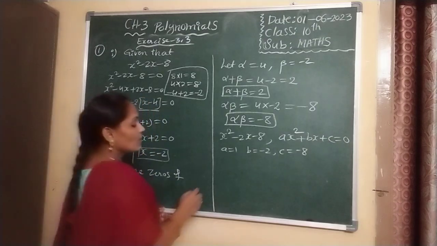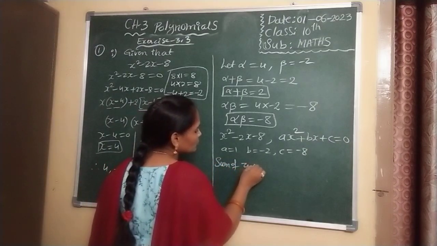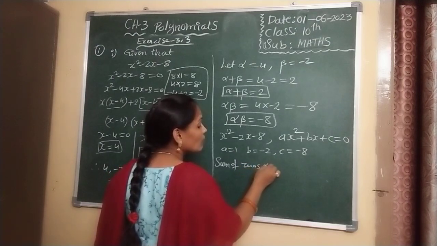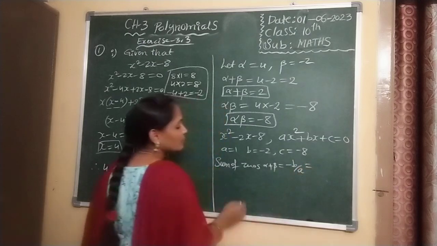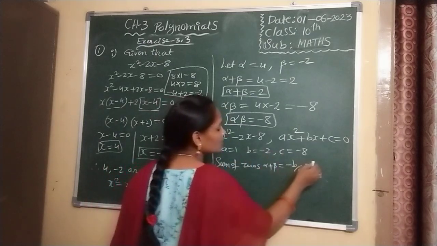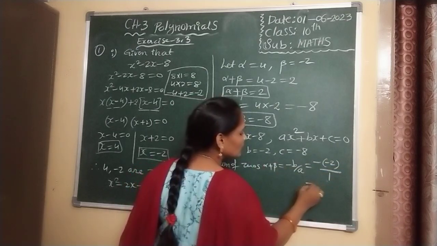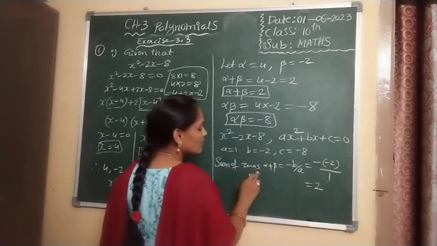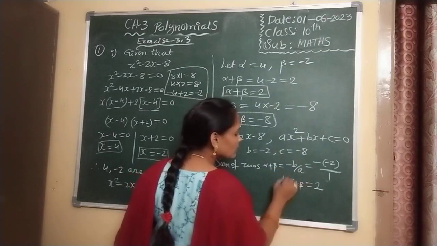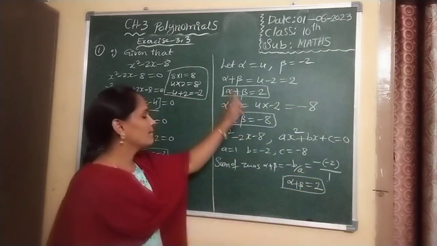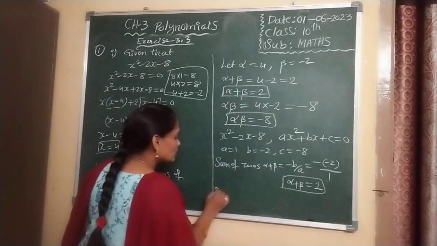Now, sum of the zeros. The formula we have: alpha plus beta equals minus b by a. Okay, minus b by a. Minus of minus 2 by a. a is 1. What will you get? Plus 2. So the sum of zeros according to the formula also, we got plus 2. Now compare. Got it now? Next, product of zeros.